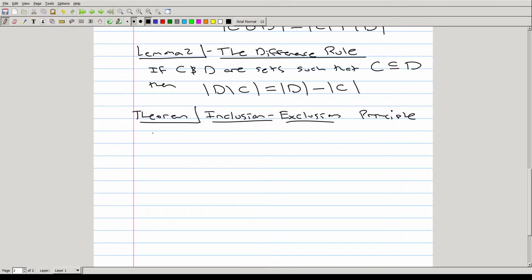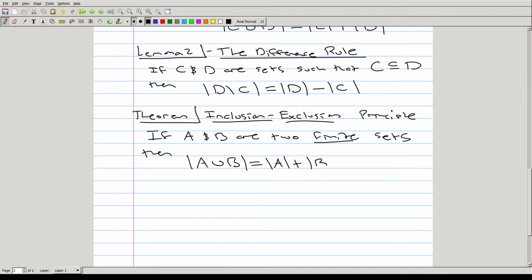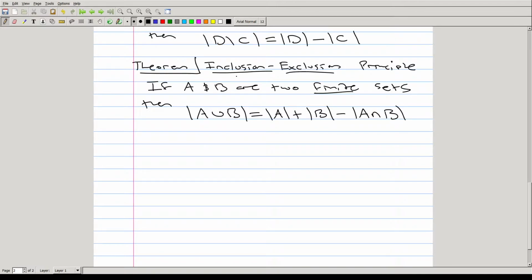And this is if A and B are two general sets that are finite, then the cardinality of the union of these two sets is going to be the cardinality of A plus the cardinality of B minus the cardinality of the intersection of A and B. And this is very, very important to basic counting problems and really figuring out how to correctly count the elements in finite sets.